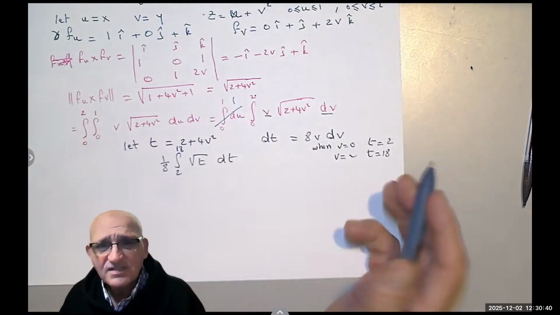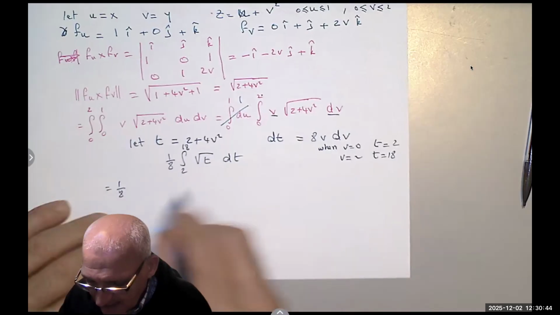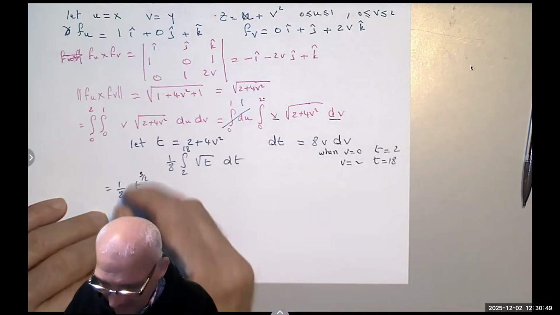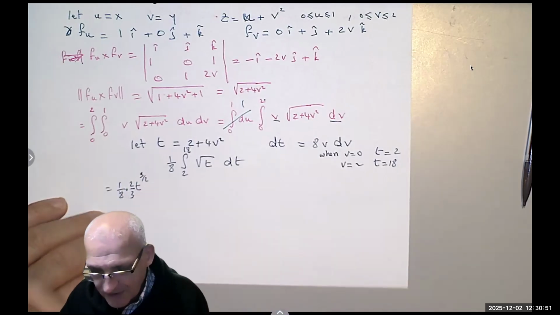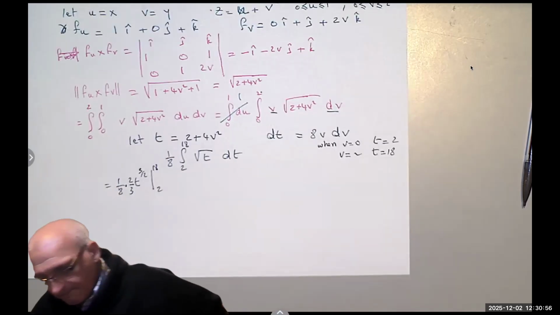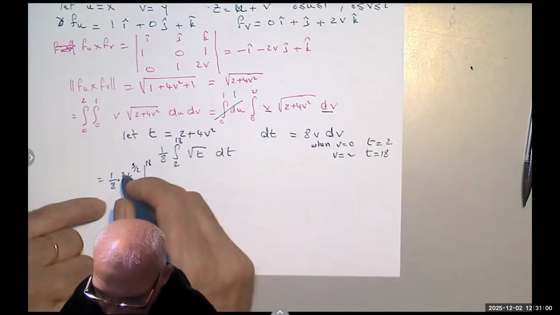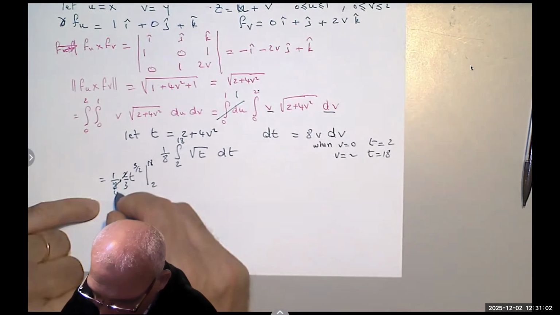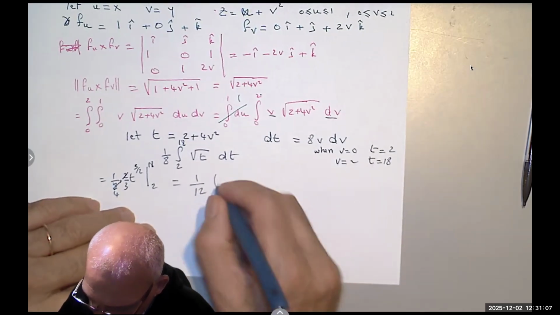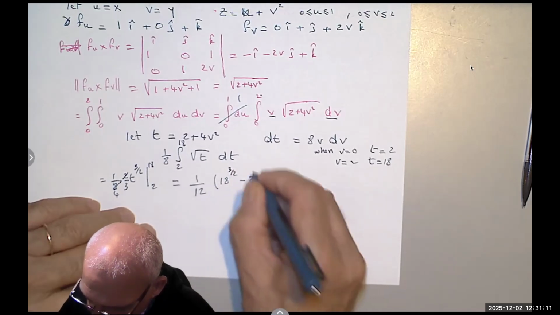Now, this is so simple. It's t to the 1/2. So when you evaluate the integral, you get t to the 3/2 divided by 3/2, meaning multiplied by 2/3. And the t is evaluated from 2 to 18. Now, the 2 and the 8 would make that 4. So this is 1 over 12, 18 to the 3/2 minus 2 to the 3/2.